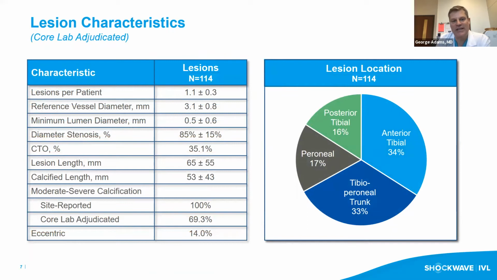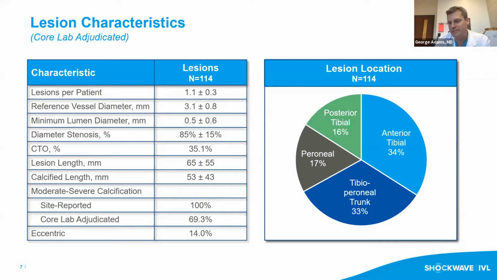If we look at the lesion characteristics, as you can see, the lesions per patient on average were 1.1. The reference vessel diameter was about 3 millimeters. The diameter stenosis was about 85% with a minimum lumen diameter of 0.5 millimeters. About 35% of these had chronic total occlusions. And what's also interesting, if you look at moderate to severe calcification, and we see this in studies, the core lab adjudicated was about 70% compared to someone like myself thinking that the total population was 100%.